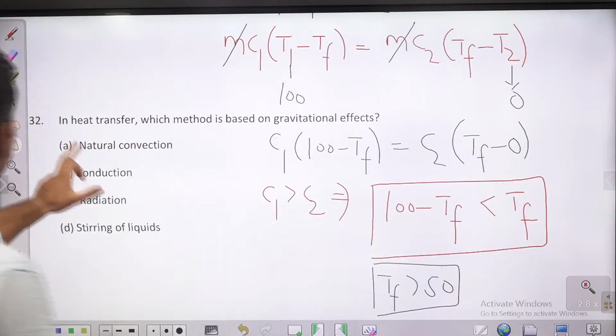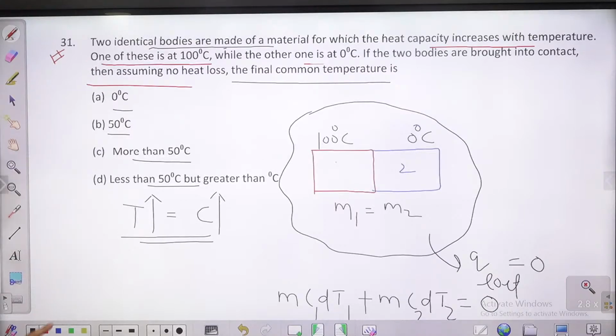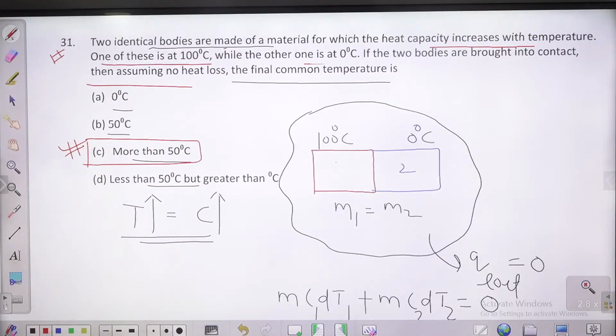So the final temperature will be what? It will be more than 50. So what will the answer be? The answer will be option C. I hope this is clear to all, guys. Option C is the right answer. Not B. B is wrong, 50 is also wrong. Option C is the right answer.